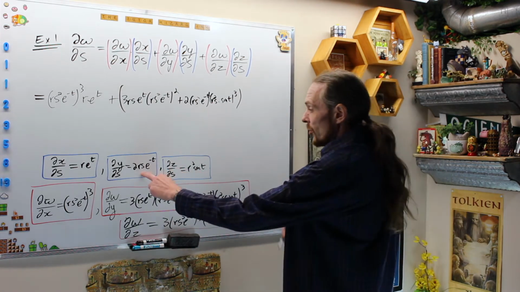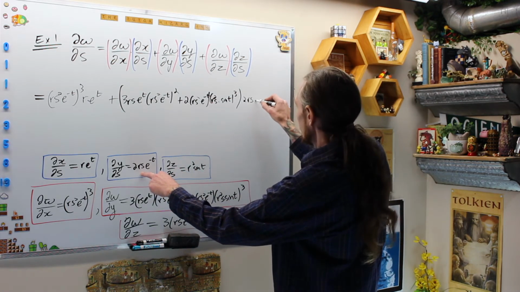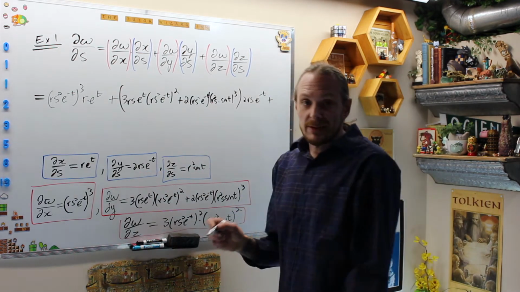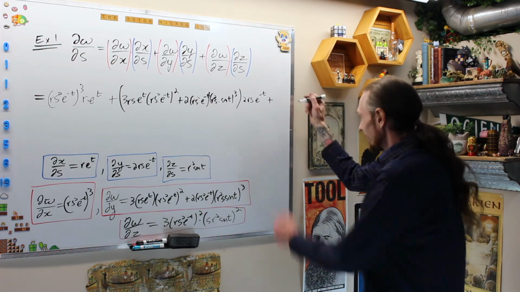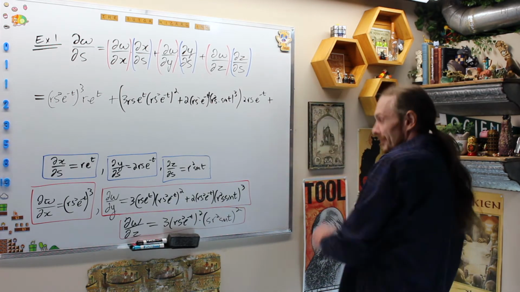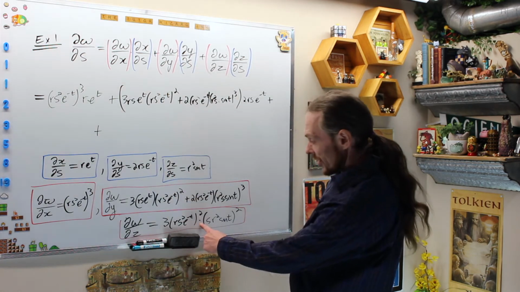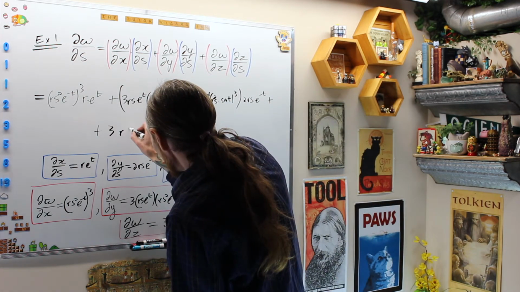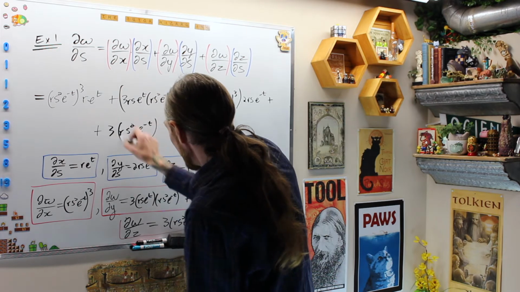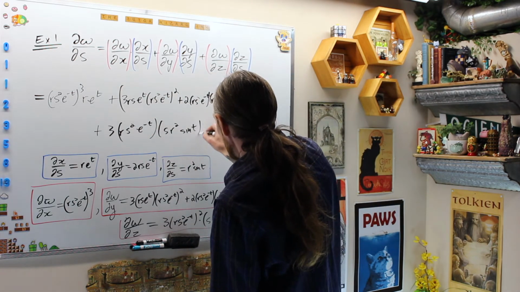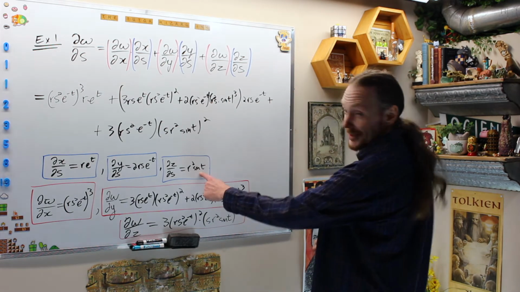The blue one, 2rs e to the negative t, plus, we're going to run out of board space. This is what happens when you do multivariable calculus. Then we're just going to keep going onto the wall eventually. Then plus our last term, this one, 3rs squared e to the negative t, or s squared sine t squared, times this guy.